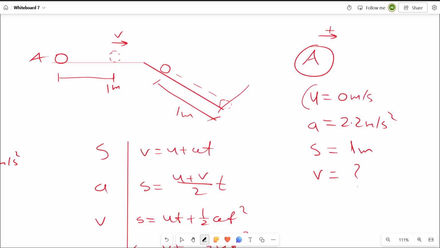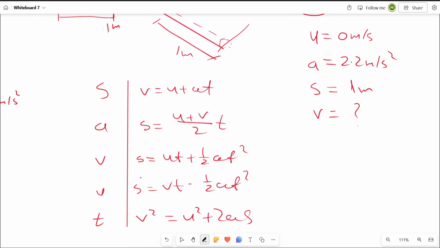So I mentioned U, A, S, and V. These are 4 letters of importance to me. Which letter didn't I mention out of the 5? I didn't mention time, so straight away I'm going to use the equation in front of time. This is how I solve, and this is how I determine which equation to use. So V squared equals U squared, which is 0 squared, plus 2 times acceleration times 1. So V is going to be the square root of this.